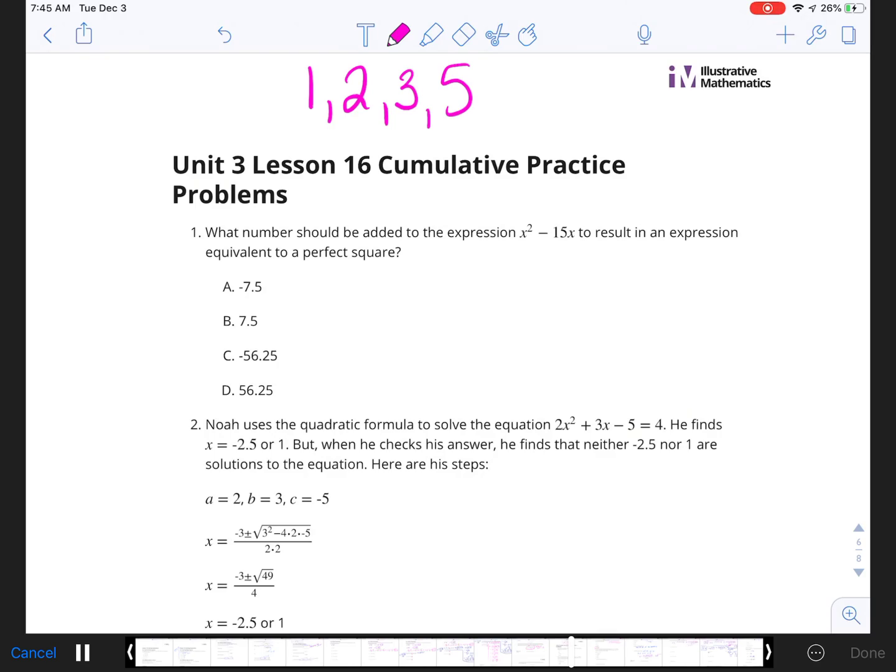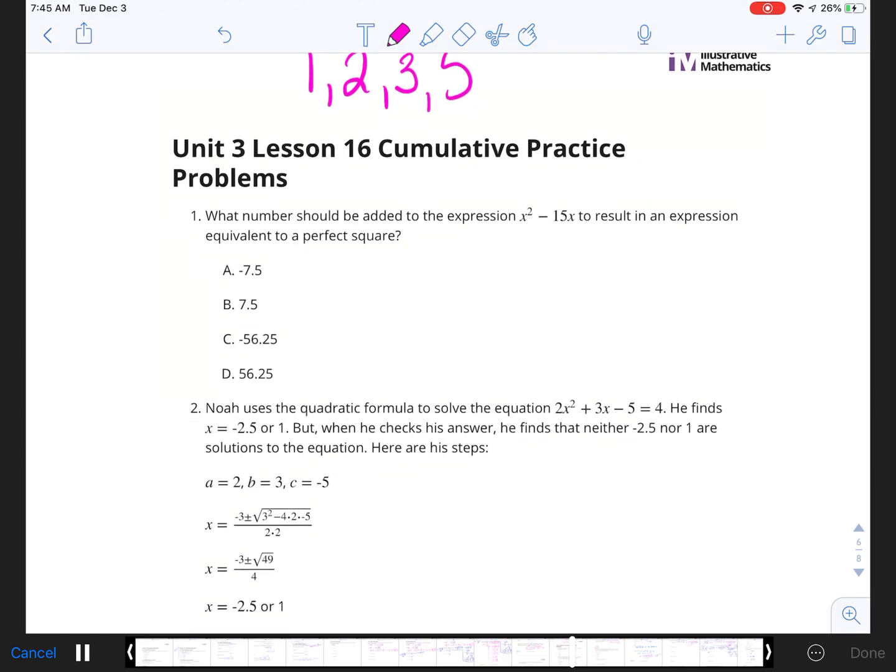At this point, I'd recommend pausing and trying these problems, and then hit play when you're ready to check your work. There will also be an answer key at the front of the board. All right, so go ahead, pause, get started, hit play when you want to review your answers, or check the answer key at the front of the board.